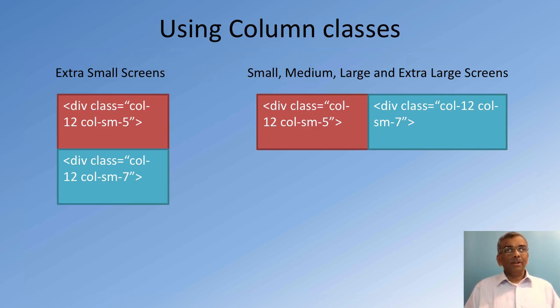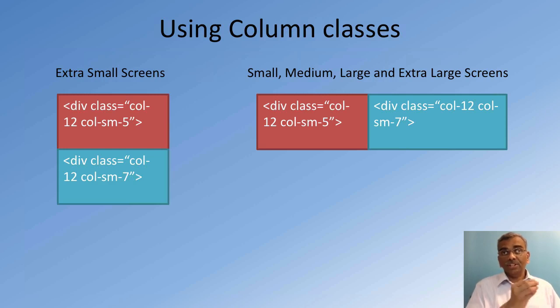Here is an example of a situation where I apply to the two divs col-12 and then col-sm-5 for the red piece of content, and for the other one I applied col-12 and col-sm-7. So the way this content will be laid out is for extra small screens, the two pieces of content will be stacked one on top of the other. So the red one will be stacked on top of the sea green color one. But for small to extra large screens, the two pieces of content will be laid out side by side.